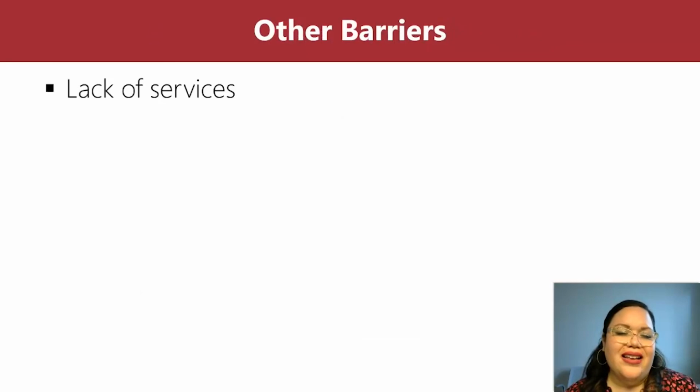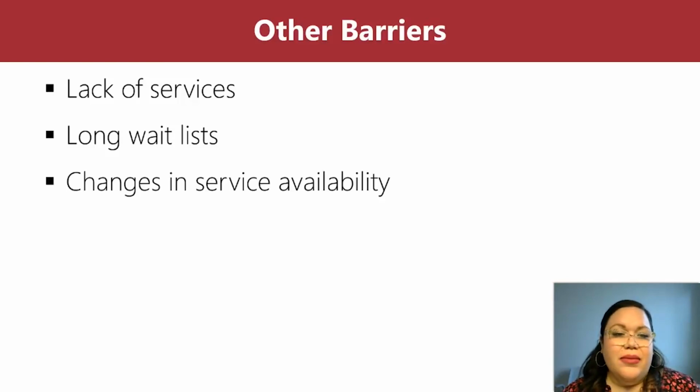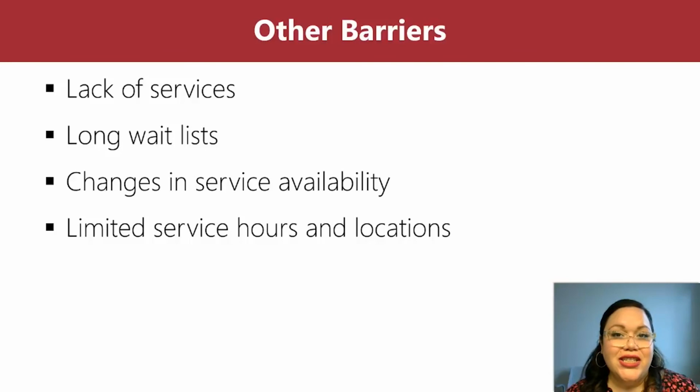We also know that as community health workers, as much as we wish to assist, there's sometimes a lack of services based on what their needs are. There could be long waiting lists, such as with housing authorities, which can go on for several years before they are able to receive any assistance. There could be changes in service availability. We saw this definitely during COVID, where we saw limited service hours and locations had to be changed or closed down during certain times.